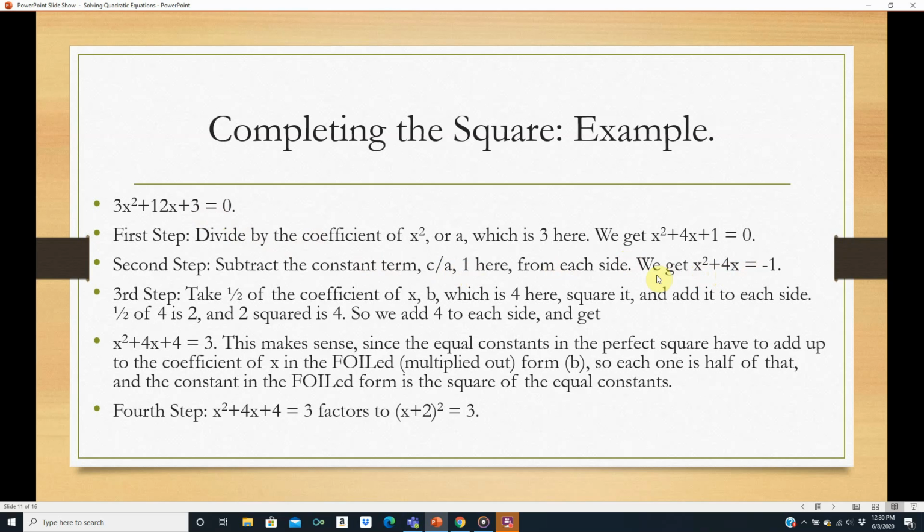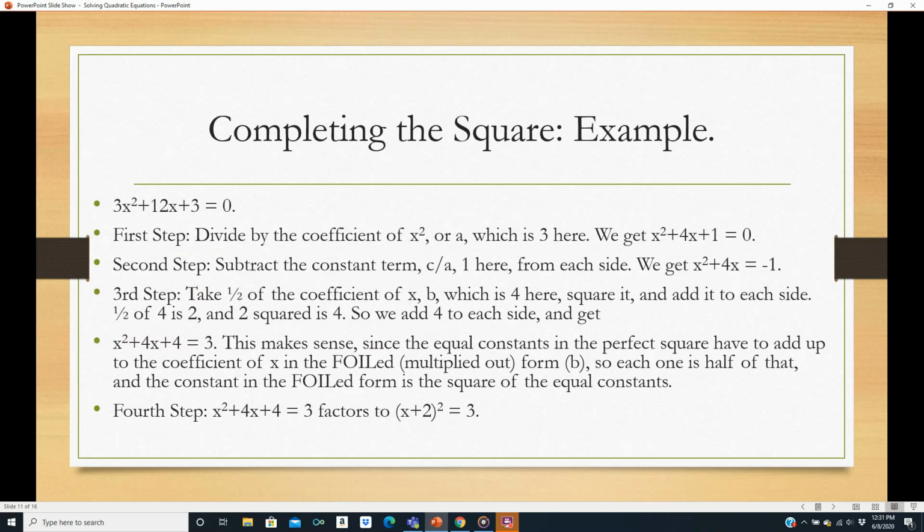The third step is we take half the coefficient of x, b, which is 4 here, square it and add it to each side. Half of 4 is 2, and 2 squared is 4. So we add 4 to each side, and we get x squared plus 4x plus 4 equals 3. It makes sense since the equal constants in the perfect square have to add up to the coefficient of x. Since they're equal, each one has to be half, so we know it's going to be 4 divided by 2, which is 2. And the square has to be equal to the constant, c, which is, again, 4.